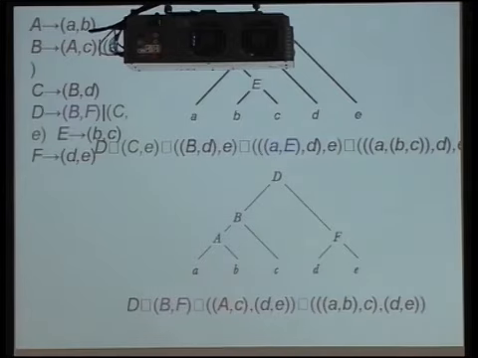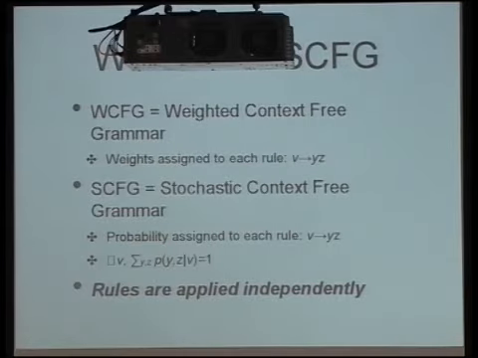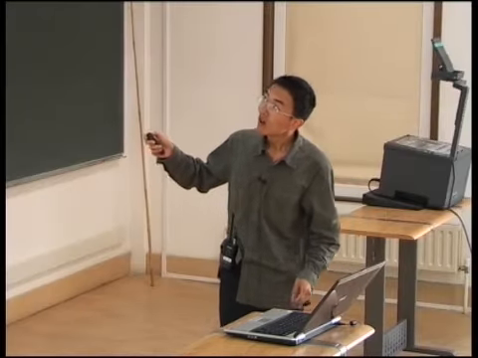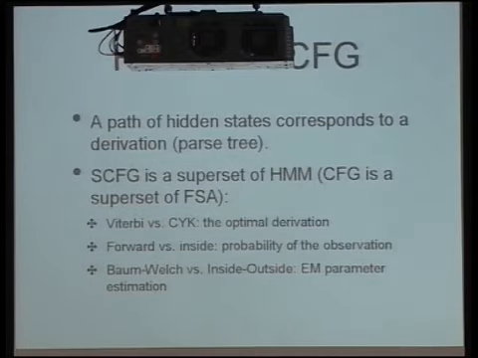From this example, we see that there's a natural link between context-free grammar and the phylogenetic tree. Actually, in computer science, they call this tree a parse tree, but in this talk, I will only use the term derivation to avoid confusion. In the palindrome example, we see that a string can be derived in several ways. But which one is preferred? First, we have to assign a weight or probability to each rule. After this is assigned, we get an extension to context-free grammar. It's called weighted CFG and stochastic CFG.